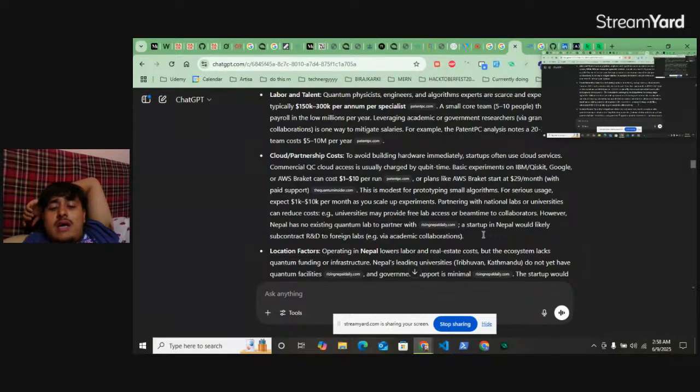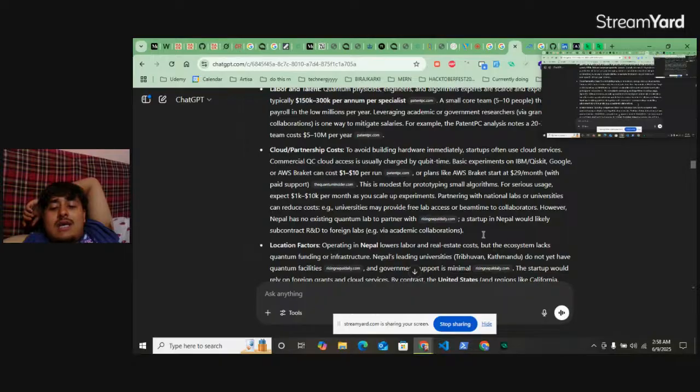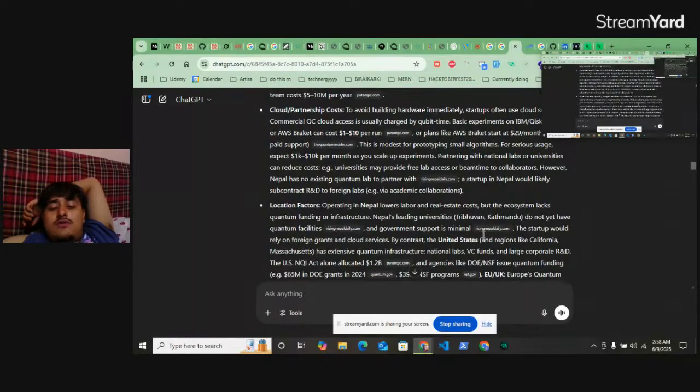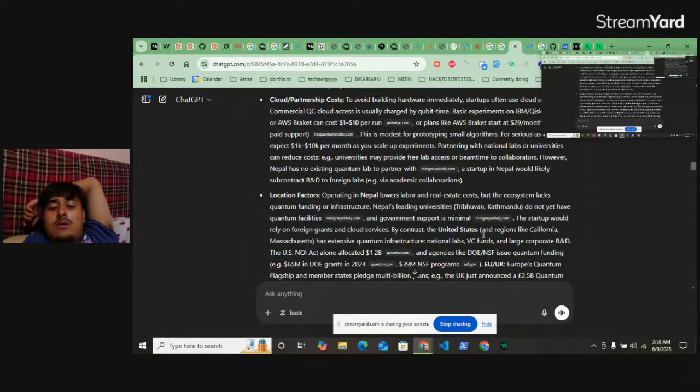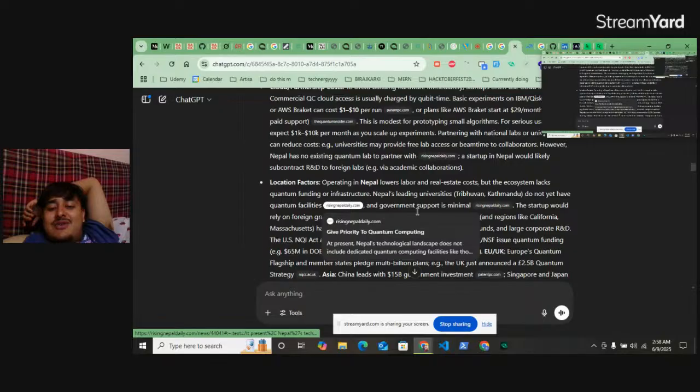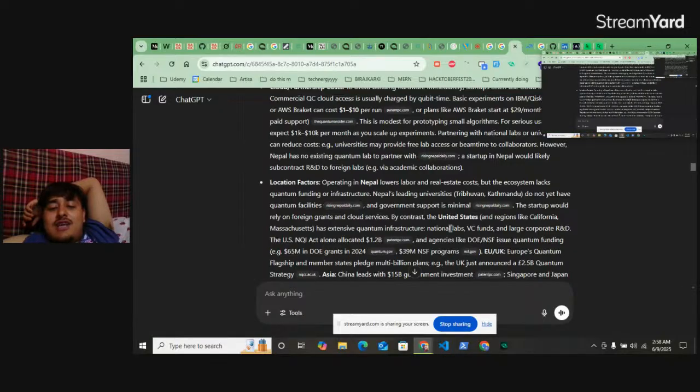However, Nepal has no existing quantum lab to partner with. A startup in Nepal would likely subcontract R&D to foreign labs through collaboration. Location factor: operating in Nepal means lower labor and real estate costs, but the ecosystem lacks quantum funding or infrastructure. Nepal's leading universities do not yet have quantum facilities and government support is minimal. The startup will rely on foreign grants and cloud services.